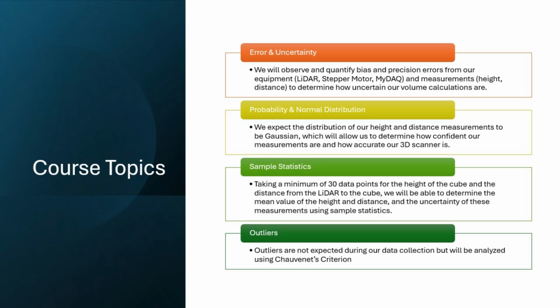We also use sample statistics, and we'll do this by taking a minimum of 30 data points for each of our measurements in the distance and the height, and determining the mean value, the distance, and the uncertainty using sample statistics. We're not expecting any outliers in our data, but if we have outliers, we can analyze them using Chauvenet's criterion to help us determine if the data point should be included within our data set.